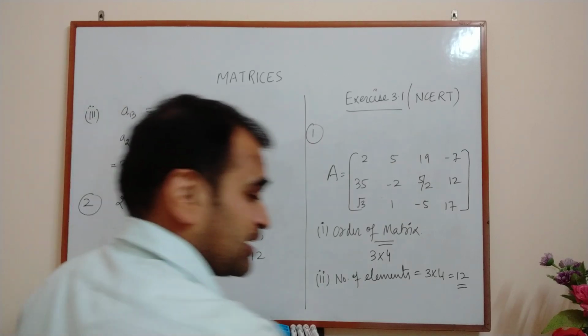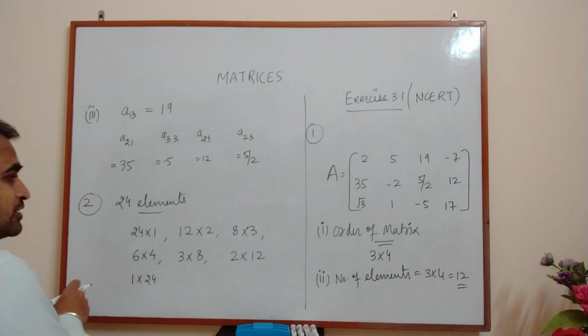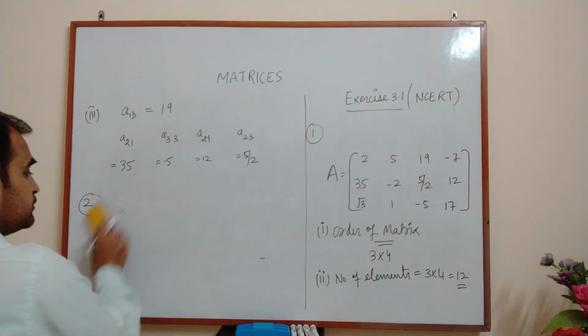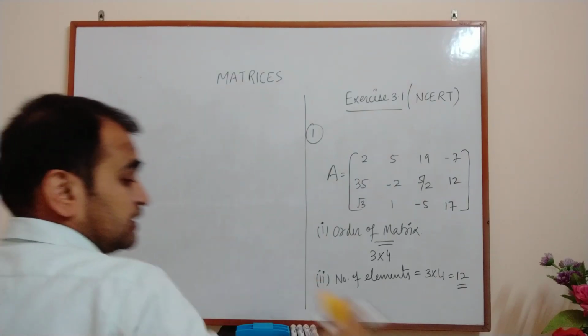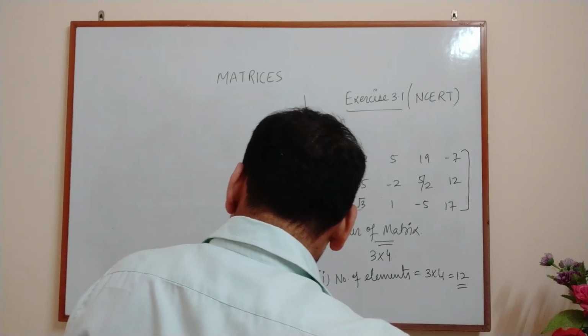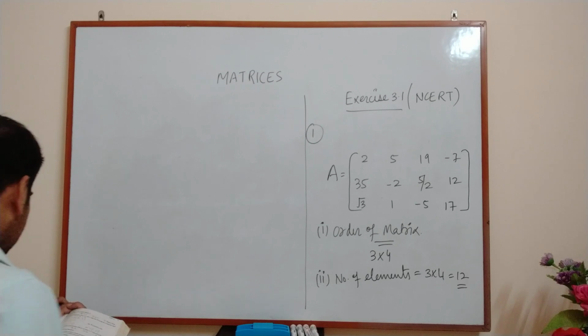In the second part it is asked: if there are 13 elements. Because 13 is a prime number, for 13 elements there will be only two possibilities, 1 into 13 or 13 into 1. Fine. Next is if a matrix has 18 elements, what are the possible orders it can have? What if the number of elements is 5?